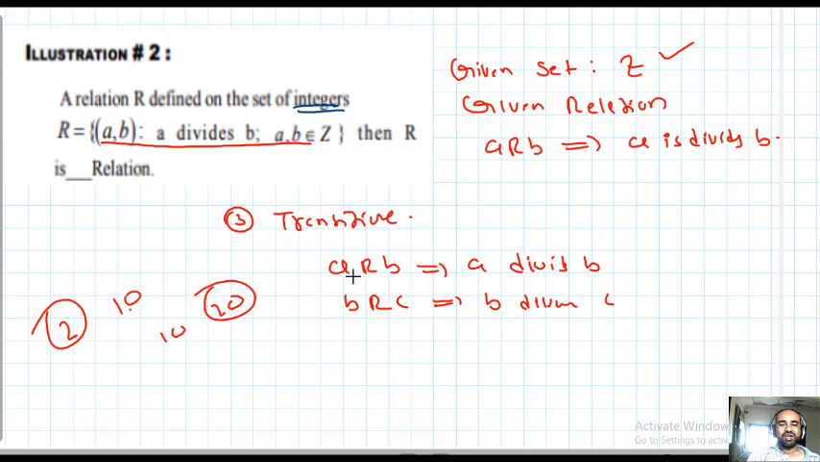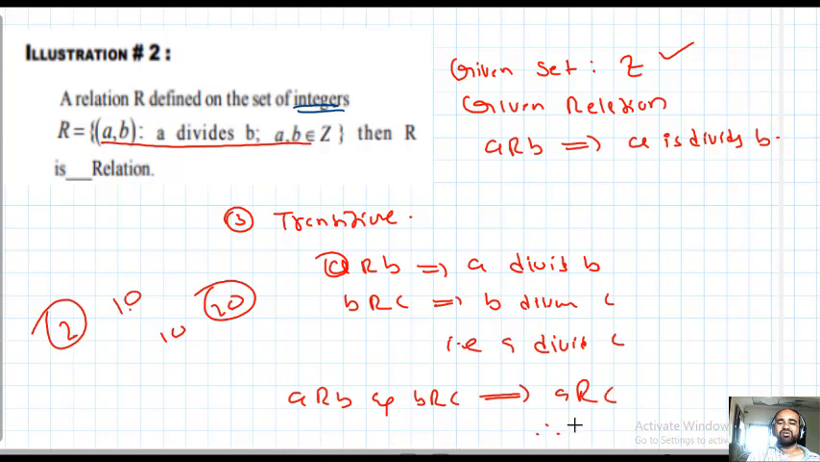A divides B, and B divides C. What should you get? A related to C should get. Then only it is said to be transitive. A divides B and B divides C means A divides C only. That means A related to B and B related to C gives A related to C.